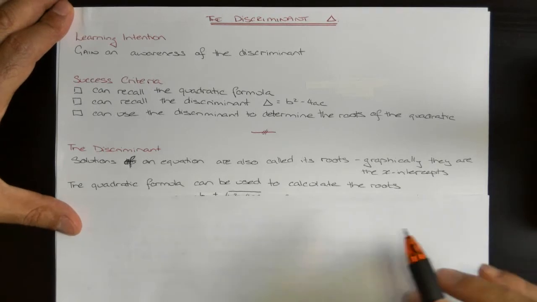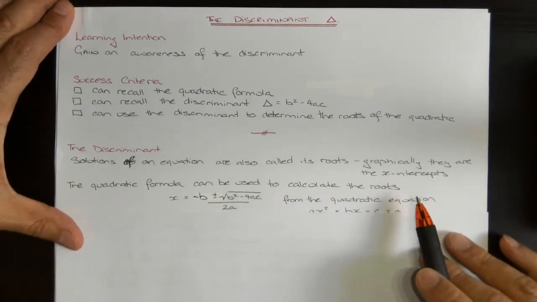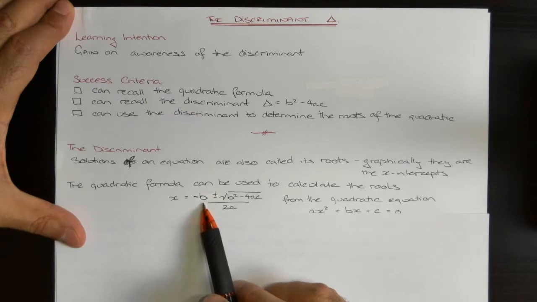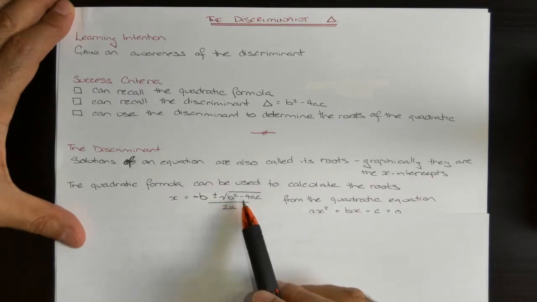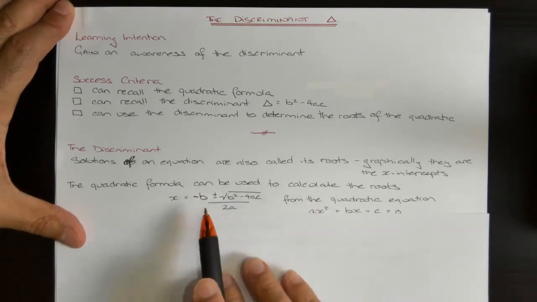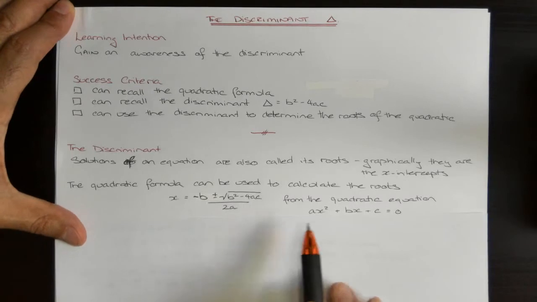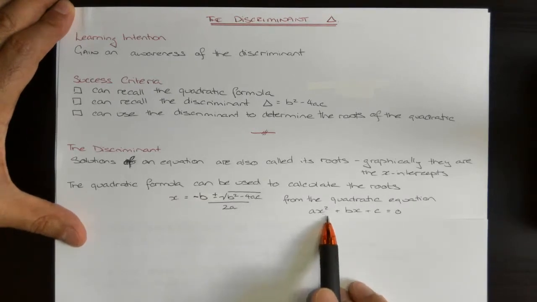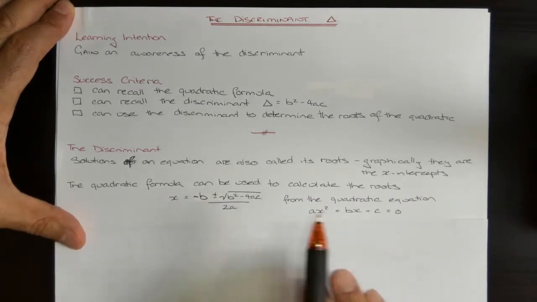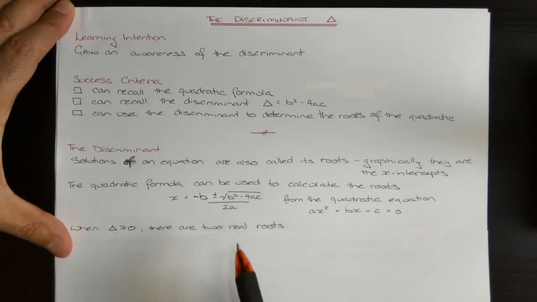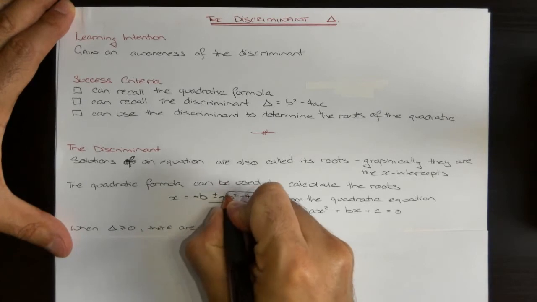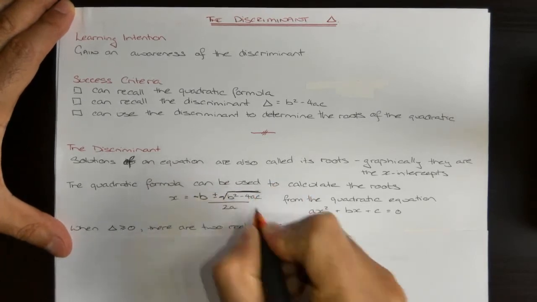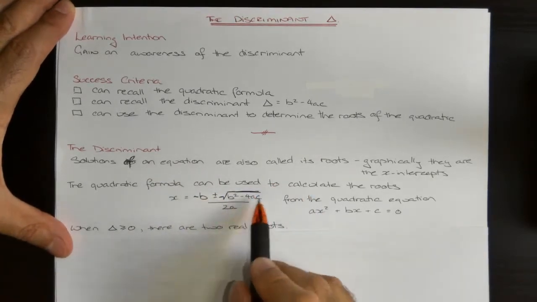The quadratic formula can be used to calculate the roots, and if we remember it, x equals minus b plus or minus the square root of b squared minus 4ac, all over 2a. And that's where you get those a, b, and c from the general form of ax squared plus bx plus c. Okay. So anything that's underneath the square root sign, that is the discriminant. So we've seen it before.